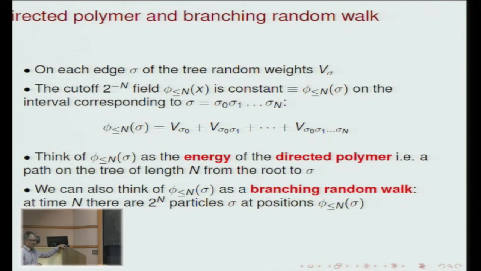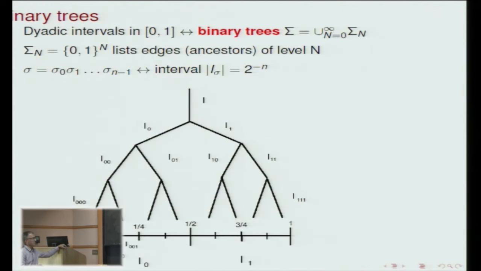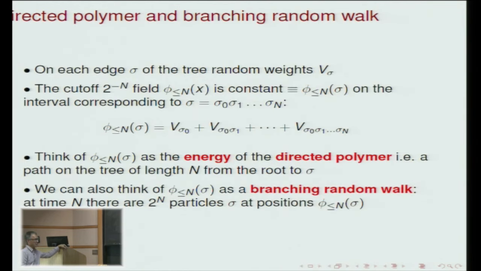And yet another way to think about it is that what you are doing is random walking. So you have a random variable here. You start from here, you jump by the random variable v, jump somewhere according to that variable. Then you split into two, and independently jump here and here and keep on going. So you have a branching random walk. The value of the field at these points are just the locations of the branching random walk at time n. So you think of the scale as time, and there are 2 to the n particles at this position. So there are many ways to think about this model.